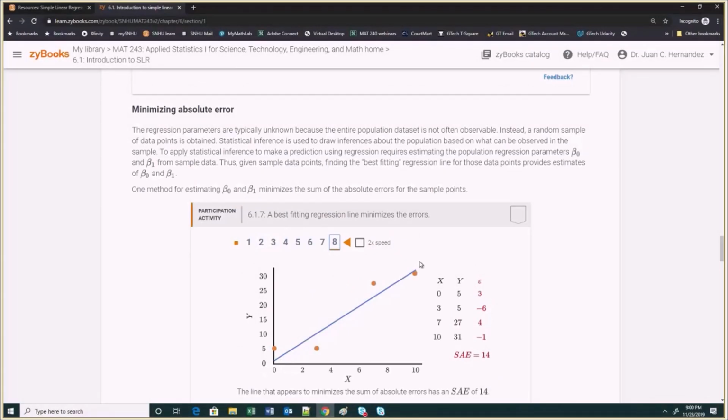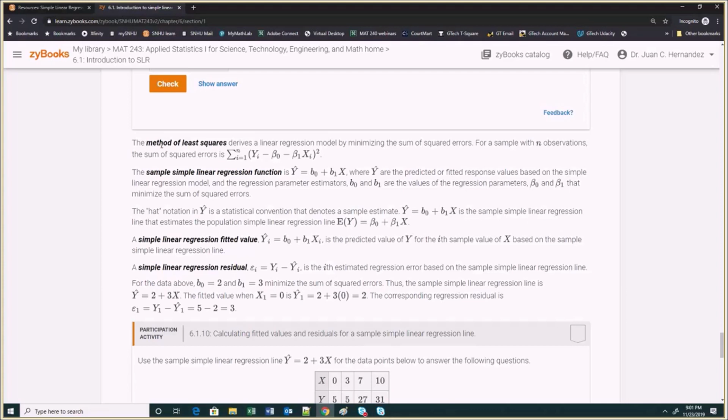For the regression equation, we will not use absolute error. So we will not be using the sum of absolute error, trying to minimize that. We will use the sum of squared errors. And we call this the method of least squares, which is how we minimize the sum of squared errors. Here's the equation that we're going to use. Although it looks a little bit daunting, it's very simple.